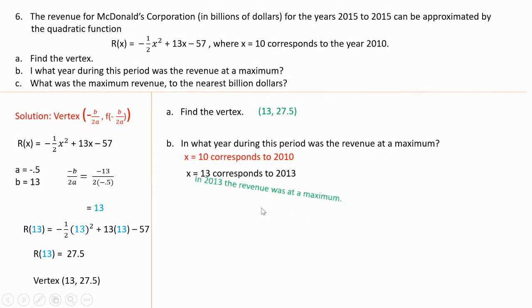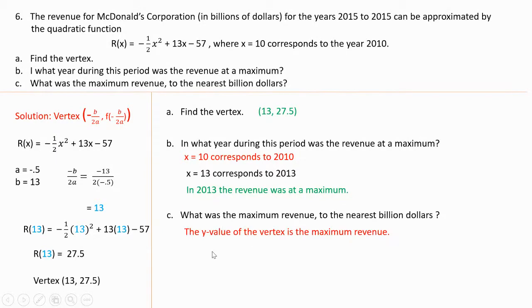Okay. Now for the C part, in 2013 the revenue was at a maximum. So for the C part, what was the maximum revenue is going to be the y part of the vertex. So the y value is 27.5, but it says to round off to the nearest billion, so it's going to be 28 billion. This is the answer for C.